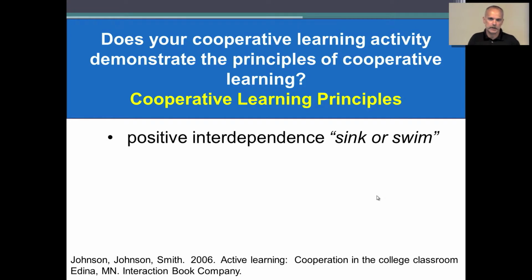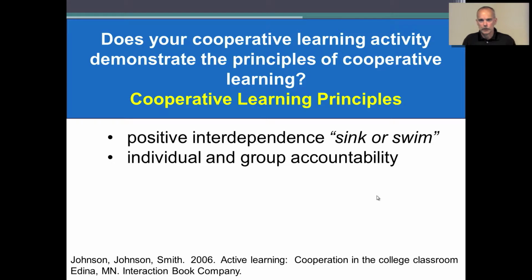Positive interdependence, as discussed by Johnson, Johnson, and Smith, is the kind of sink or swim mentality. If we work together, if people are contributing to the group, the group will all swim, will succeed. However, if people don't pull their weight, if people don't contribute their own expertise, their own strength to a group, the group is going to sink. The group is not going to be as successful as it could have been. So group success or group productivity is really dependent upon the sum of the individual parts.